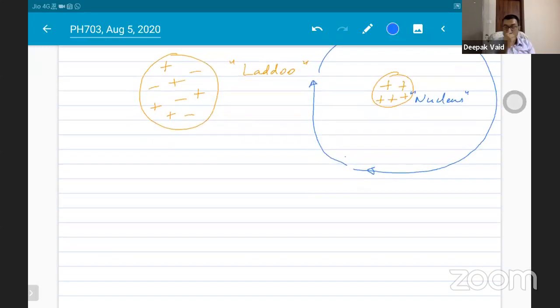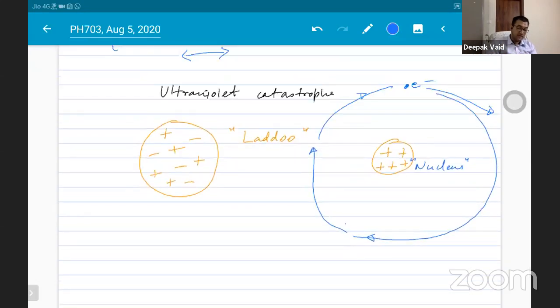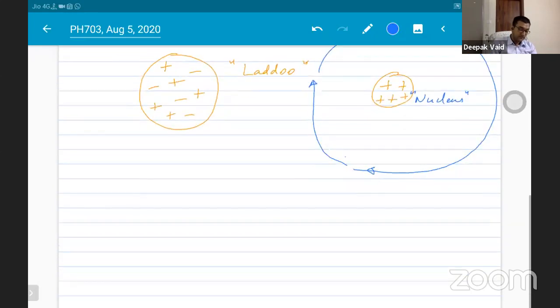So now this leads to a problem. The problem is that if you have these charged particles, these electrons, and they are moving in circles around this nucleus, you can call it the planetary model of atomic structure. And according to this planetary model, electrons are moving in circles.